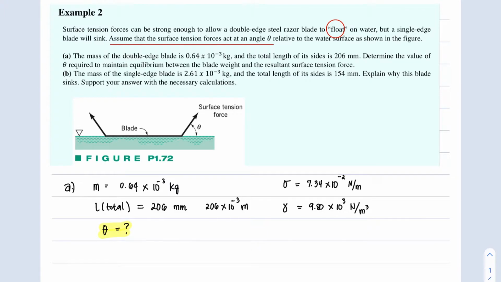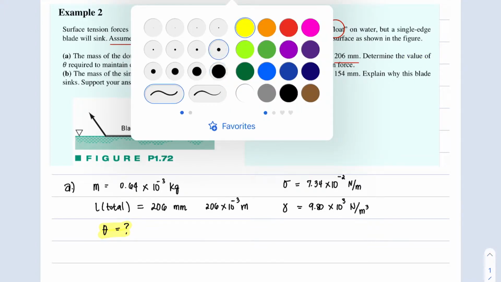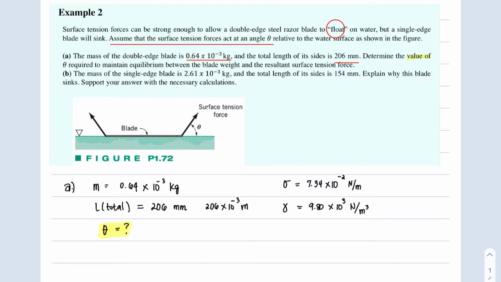For case A, the mass of a double-edged blade is given to be 0.64 times 10 to the negative 3 kilograms, and the total length of its side is 206 millimeters. Determine the value of theta required to maintain equilibrium. So this is what you are going to find, the value of your angle theta, which is in this illustration, to maintain equilibrium between the blade weight and the resultant surface tension force.